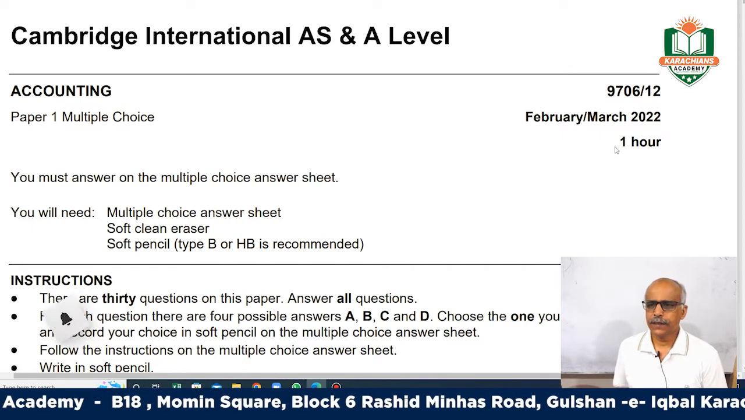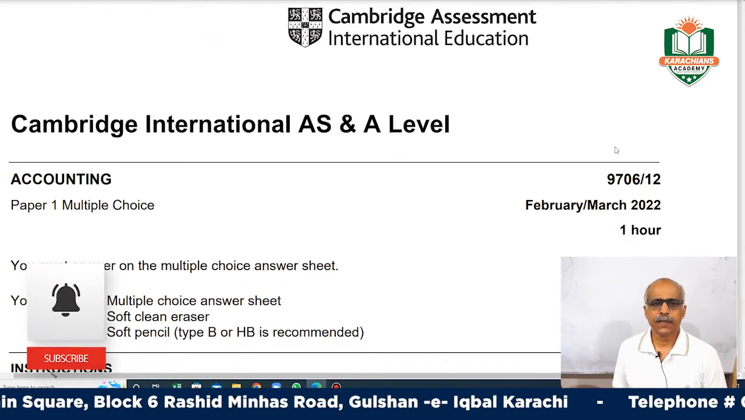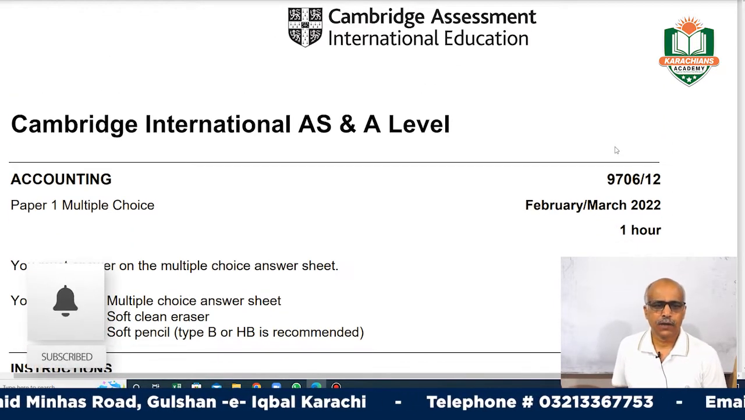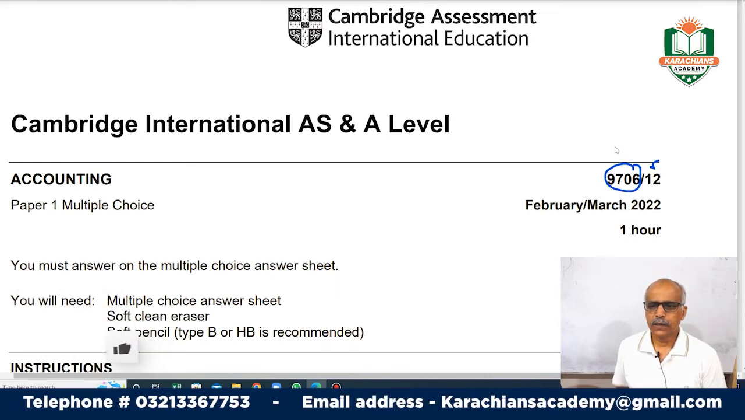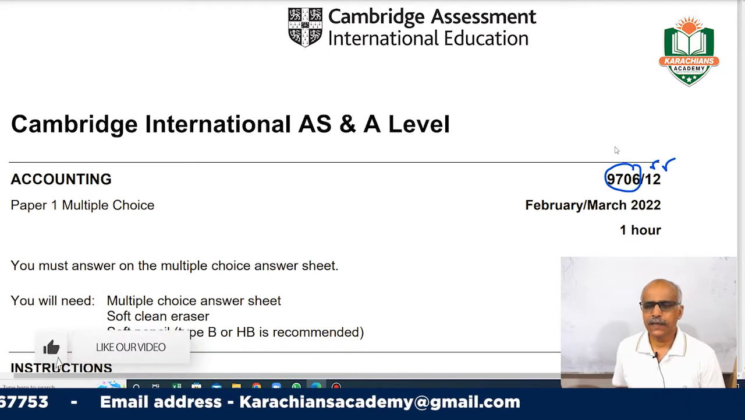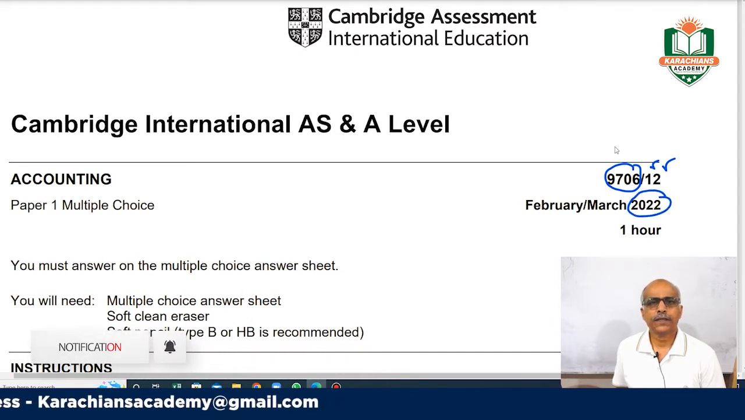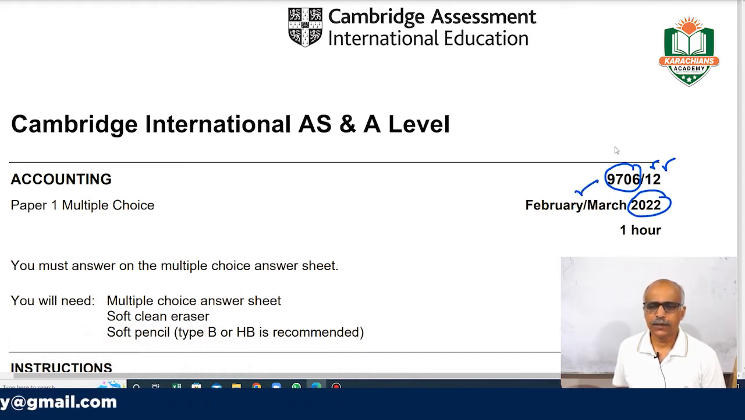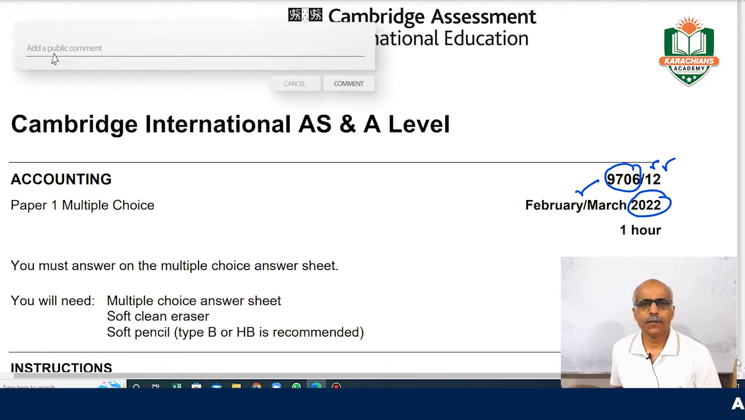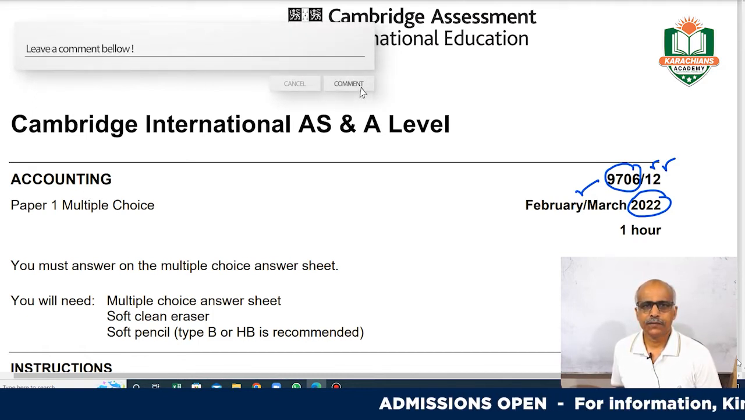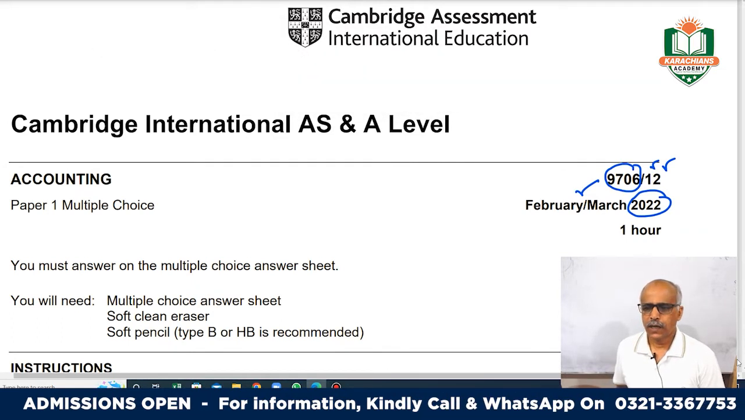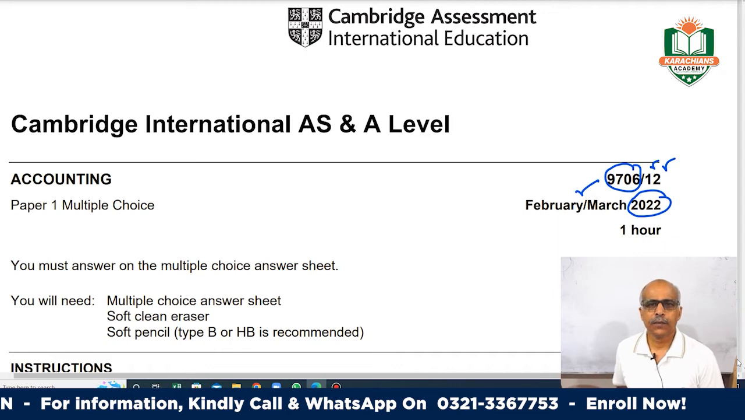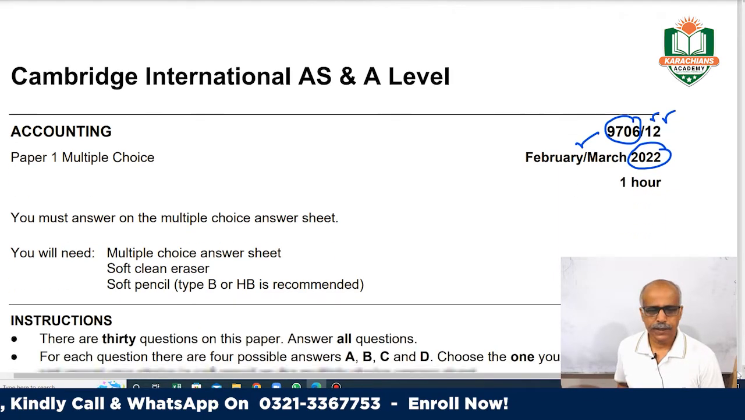So we were doing past papers, CIE past papers of AS level accounting 9706, Paper 1, variant 2. We have selected year 2022 and February March attempt. Till our last lecture we have done question number 1 to 7. You can watch these questions on our playlist. Today we will be doing question number 8.